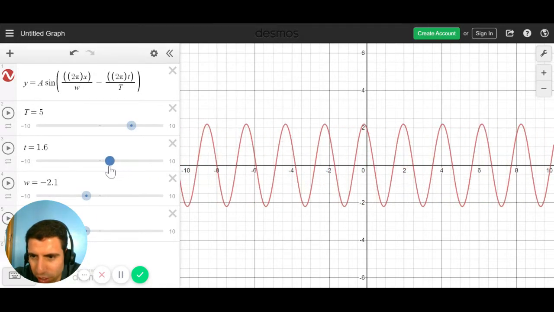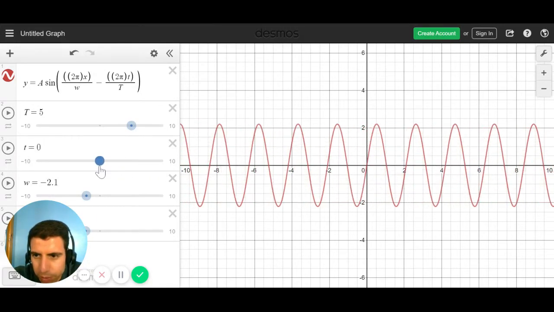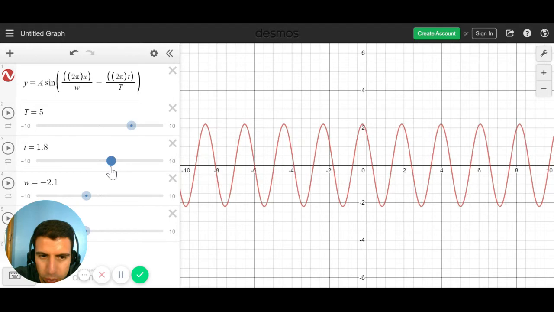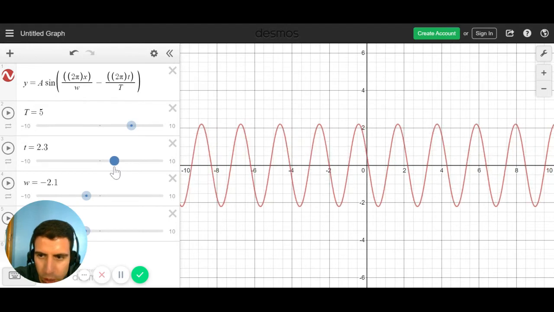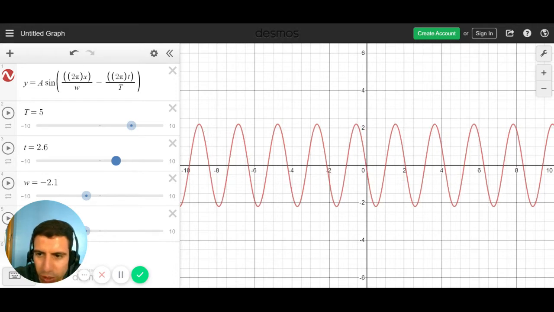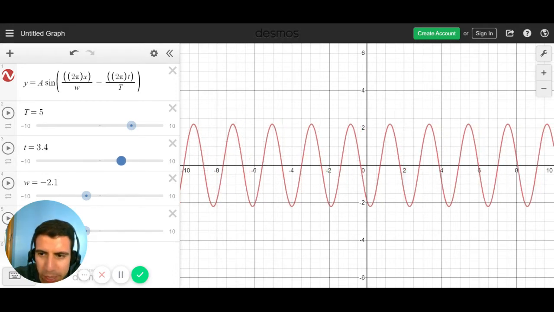Maybe I should just do the slider. Okay. So that's at 0, right? So we're going to take it. And notice right here at 2.5, we're halfway through the wave. Okay, so this kind of represents that we're going to make it.